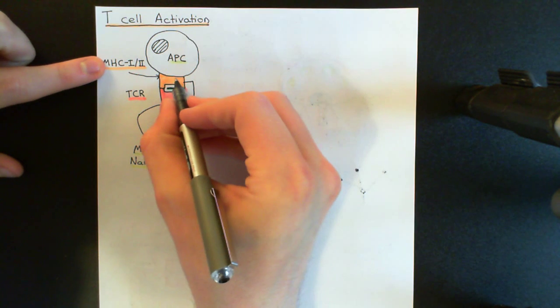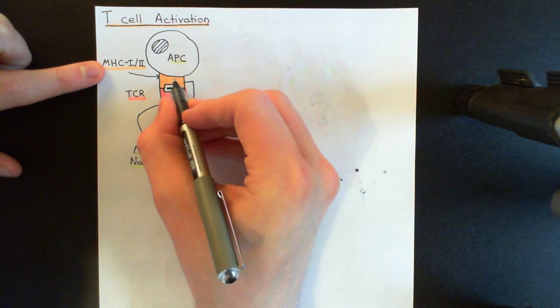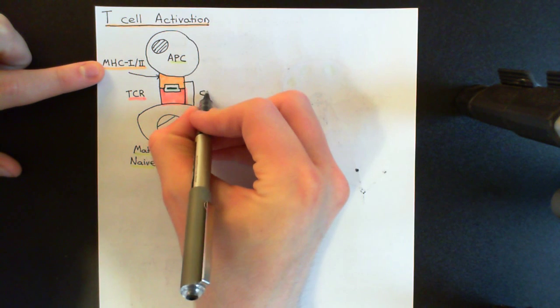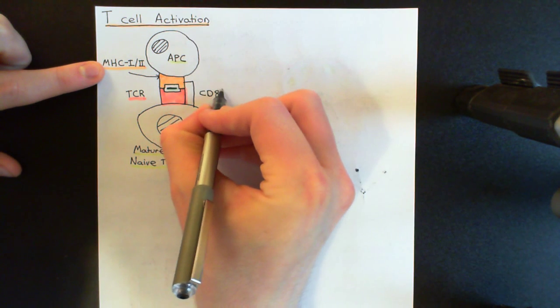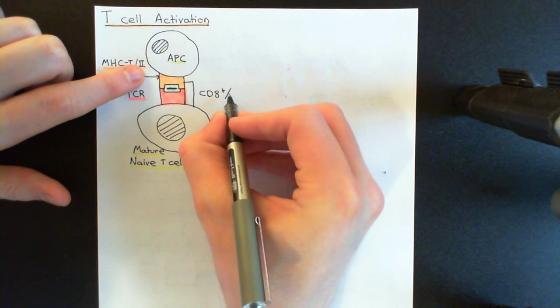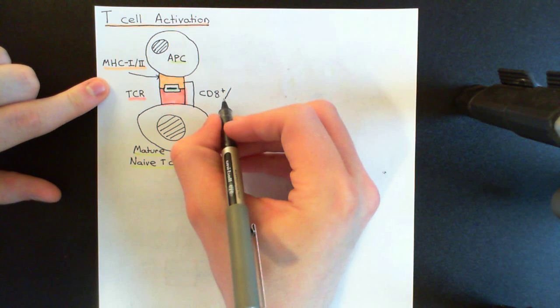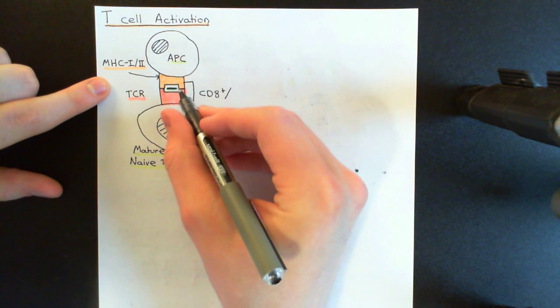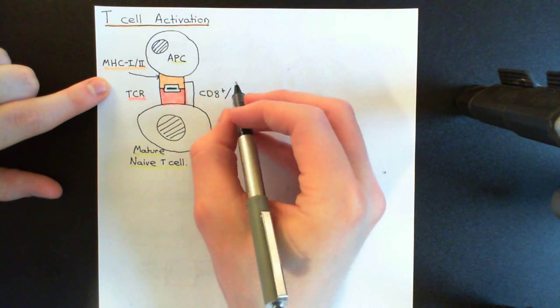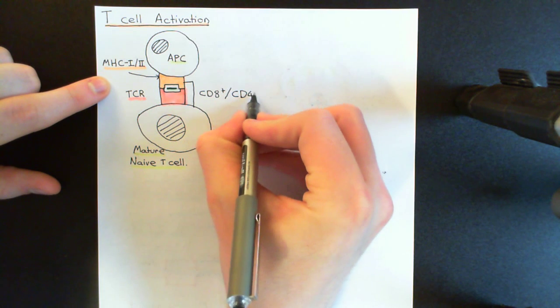So if this is an MHC class 1 complex, then we'll be wanting to activate the cell-mediated adaptive immune response, and therefore this will be a CD8 positive T cell that will be activating a cytotoxic T cell, whereas if it's MHC class 2, then we'll be wanting to activate the humoral adaptive immune response because it will imply that the pathogen is extracellular, and therefore we'll be wanting to activate CD4 positive or helper T cells.